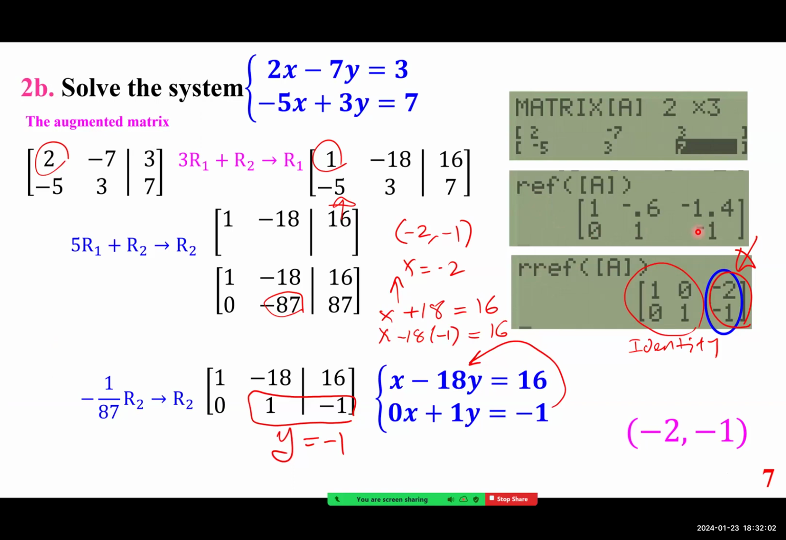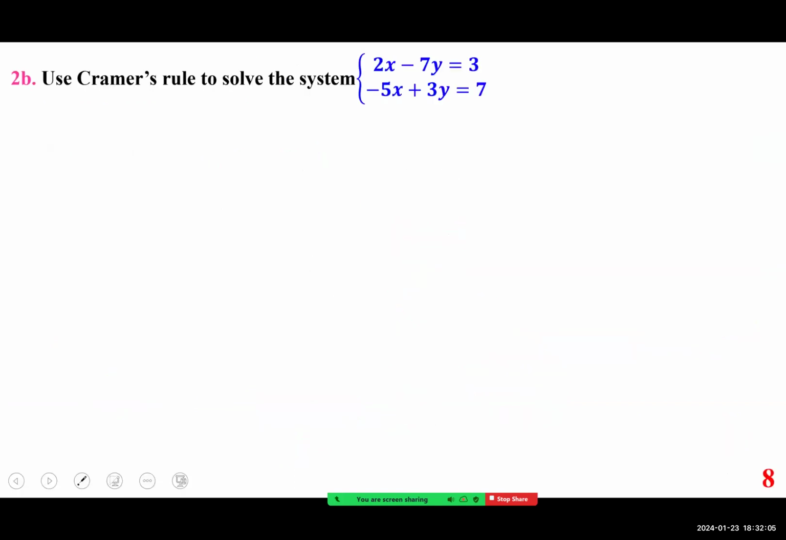So those are using matrices. If we want to use a different method, now it's called Cramer's rule. Again, I want you to be exposed to all types of methodology to solve the system. What do we do? Let me go over a couple of steps you need to know.